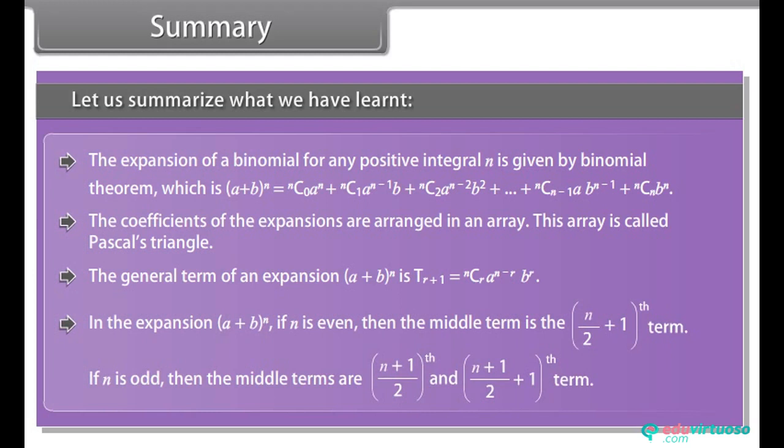If n is even, then the middle term is the n by 2 plus 1th term. If n is odd, then the middle terms are the n plus 1 by 2th and n plus 1 by 2 plus 1th terms.